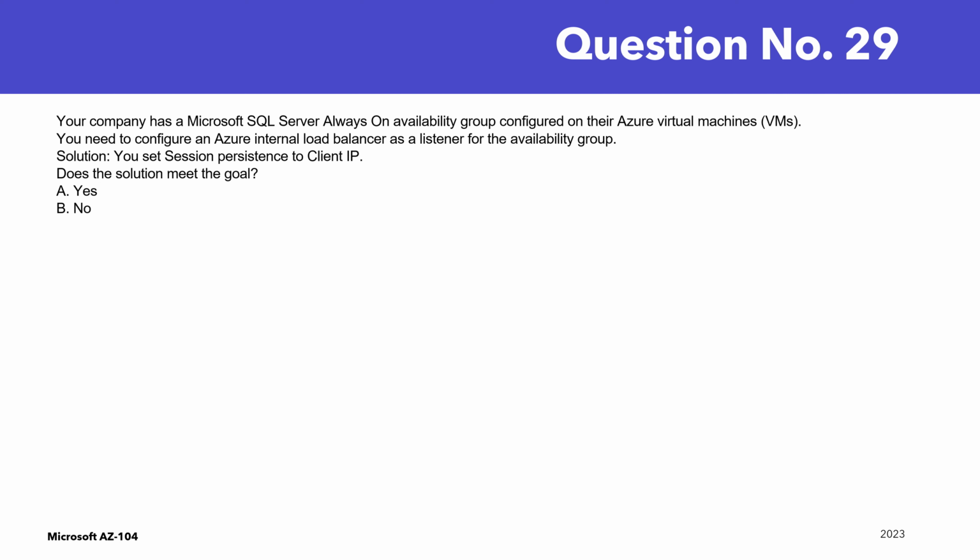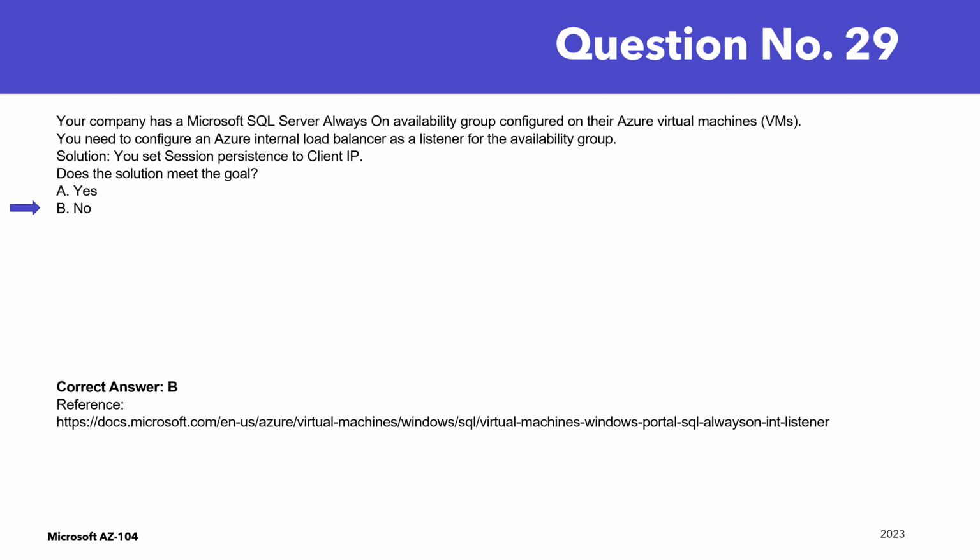Your company has a Microsoft SQL Server Always-On Availability Group configured on their Azure Virtual Machines, VMs. You need to configure an Azure Internal Load Balancer as a listener for the availability group. Solution: you set session persistence to client IP. Does the solution meet the goal? A. Yes. B. No. Correct answer: B.